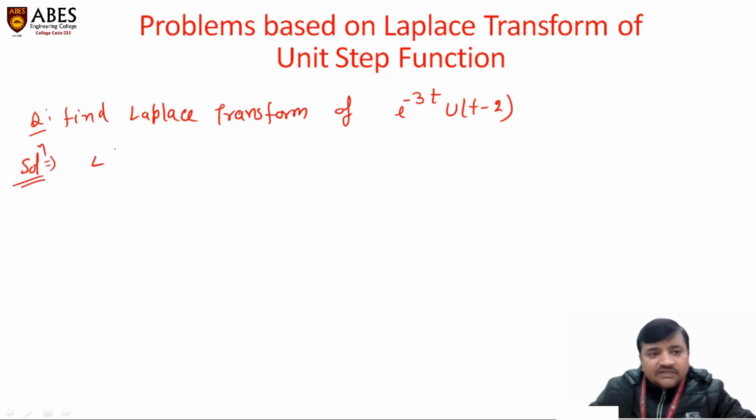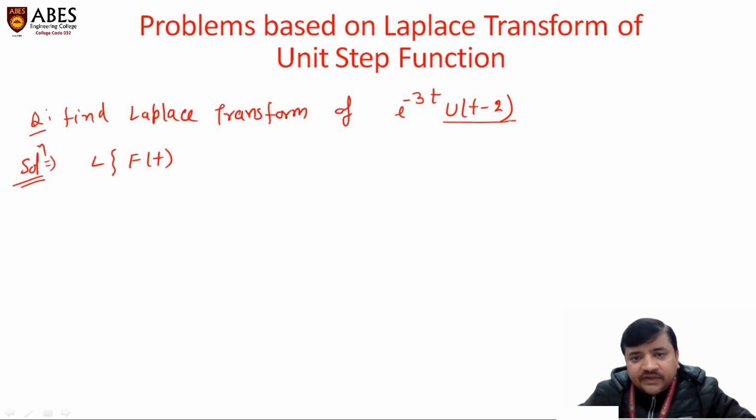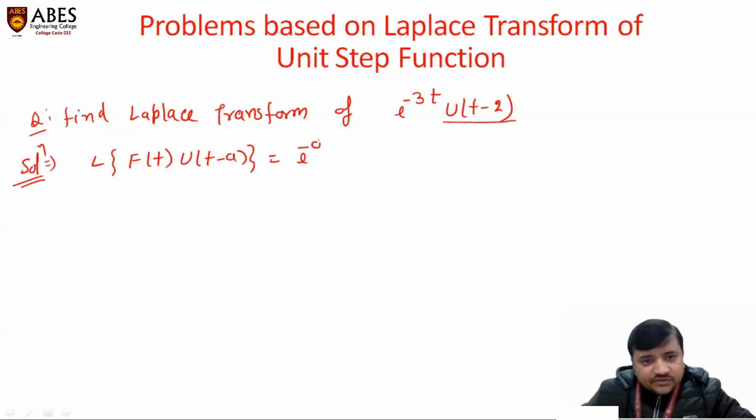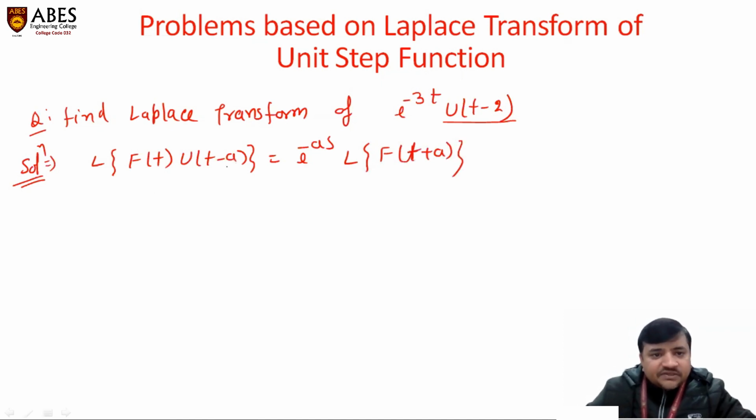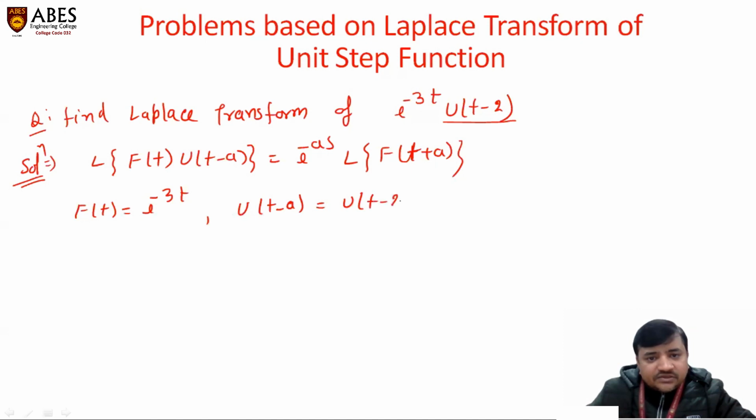So we have the formula. See, here the unit step function is given to be u(t minus 2), but the function is not given in terms of t minus 2. It is given like e to the power minus 3t, a normal function. So the Laplace transform of f(t) u(t minus a) is equal to e to the power minus as times the Laplace transform of f(t plus a). If we compare, we get f(t) is equal to e to the power minus 3t, and u(t minus a) is given to be u(t minus 2). From these two, we get a equals 2.